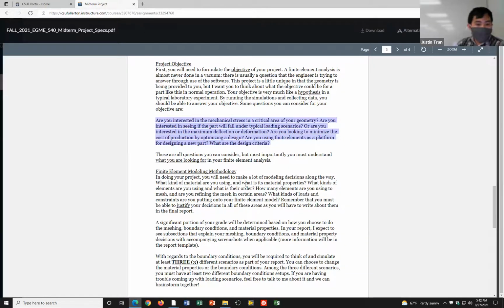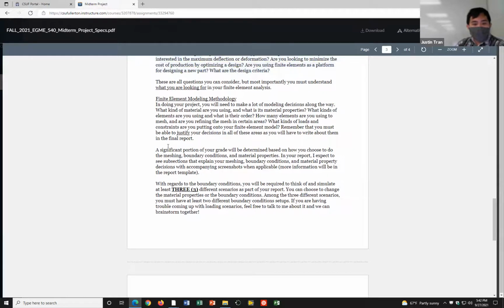Okay. All right. And so I'd say the next most important point is your methodology. In doing your project, you're going to have to make a lot of decisions on your finite elements. Some questions you have to answer are: what kind of material are you going to use? What are the properties of this material? What kinds of elements are you going to use? What is the element order? How many elements are you going to use? And are you applying any refinements in any certain areas? What kinds of loads and what kinds of constraints are you applying?